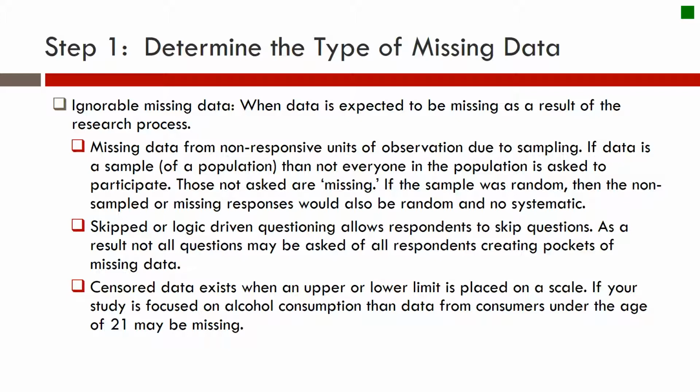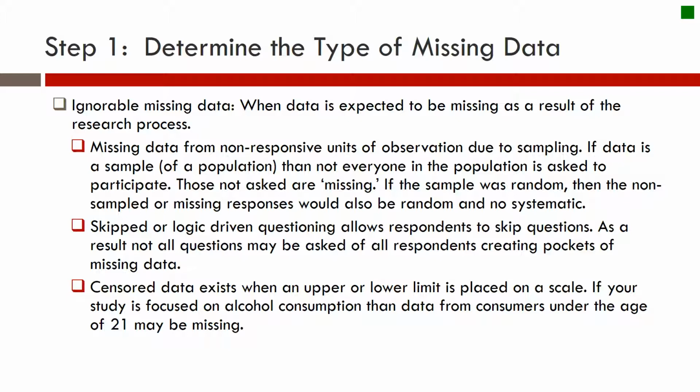Other situations are censored data. So censoring data is when you have upper or lower limits applied to your data set. So the example here is if you study alcohol consumption and you recognize that there are certain laws that prohibit underage drinking, then there may be an age limit like 18 or 21 that prohibits your sample from responding because they don't meet that age limit.